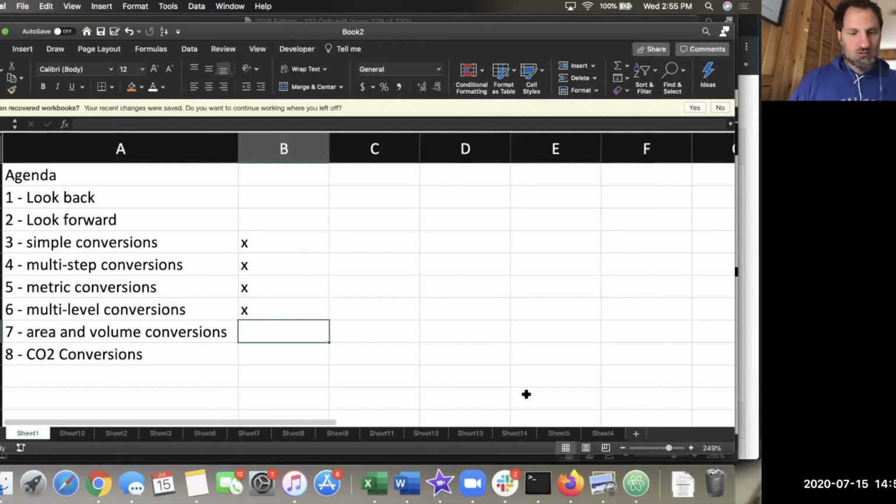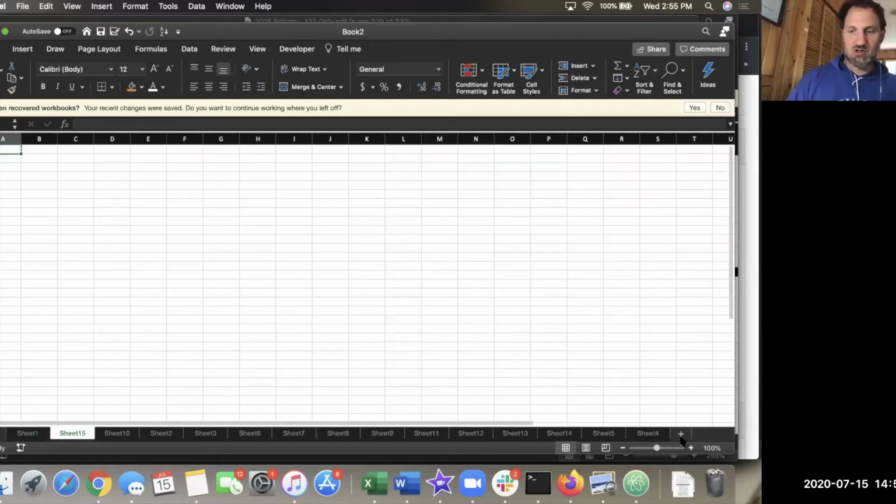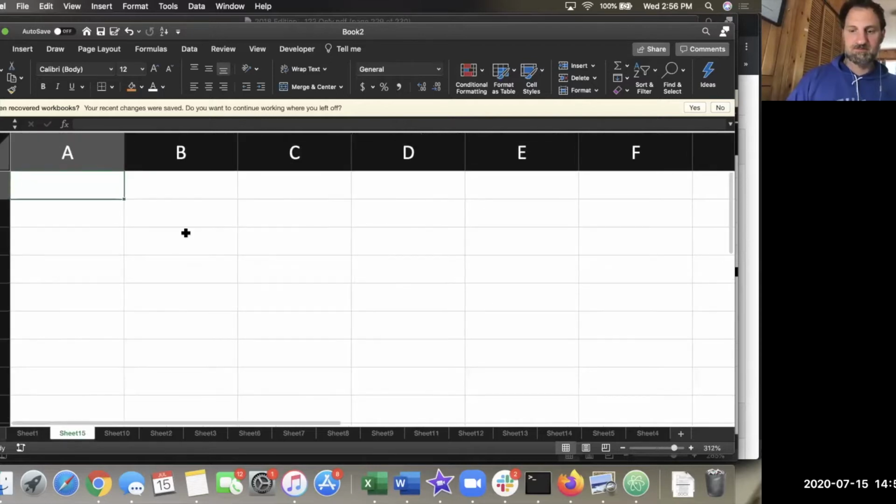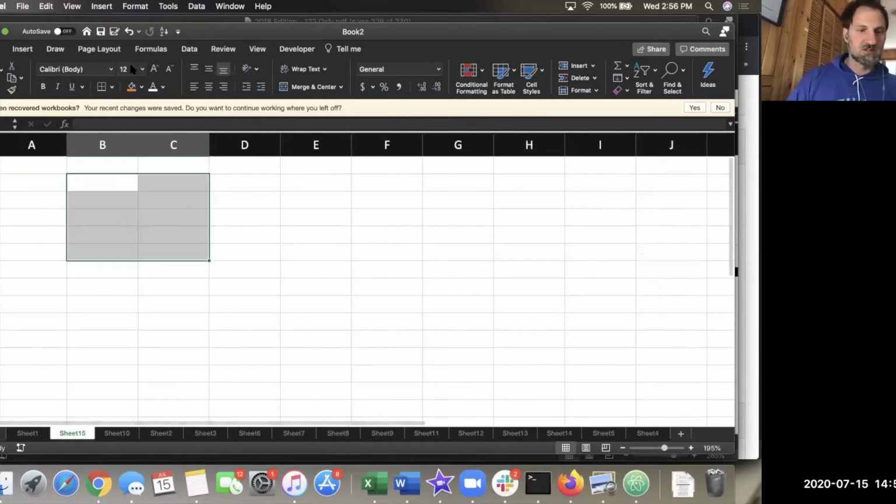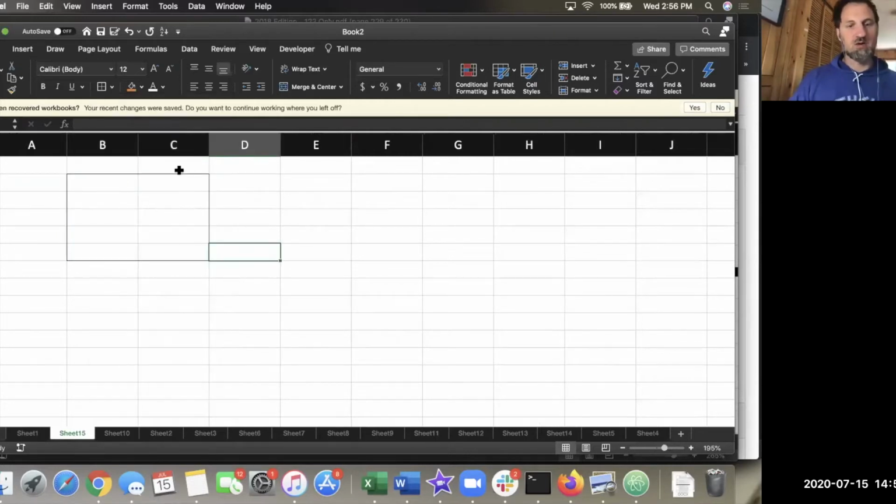So let's talk a little bit about some applications of conversions. The first one I want to talk about is the area and volume conversions. And so to start, let's just take a simple rectangle and think about what we remember about calculating area.